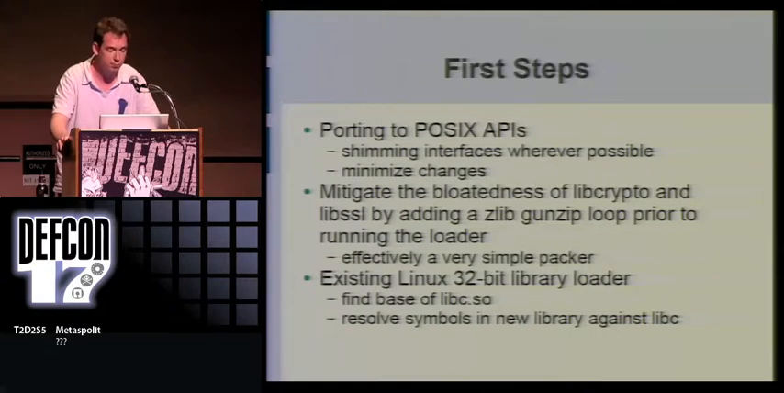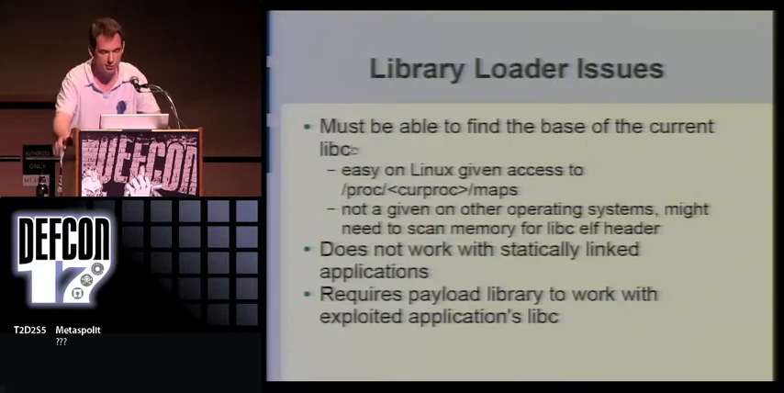Then I took previously existing code, the 32-bit Linux library loader, and was initially going to work with that and just accept it. And I realized it had some limitations. First of all, it has to find the base of the libc shared object in memory, which is actually pretty easy on Linux. You just open up /proc, and you get the mapping of libc. And then it resolves the symbols in your libraries against that libc.